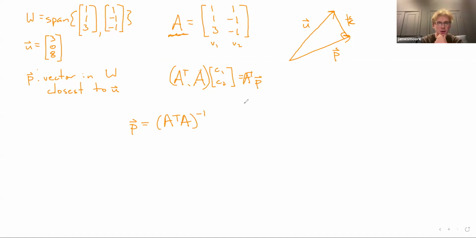What's C1 and C2 again? Those are basically the coordinates. Part of what I want here is the linear combination of these two vectors, V1 and V2. So C1 and C2 are their coordinates. Basically, how many of V1 do I need? How many of V2 do I need? That's what C1 and C2 are defining here.